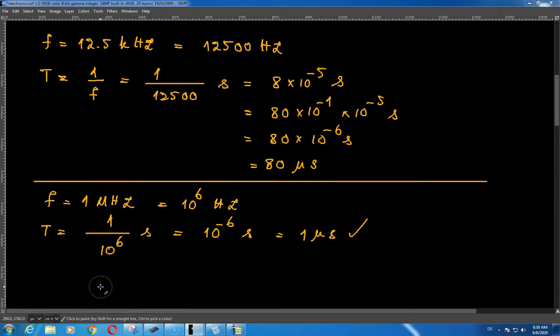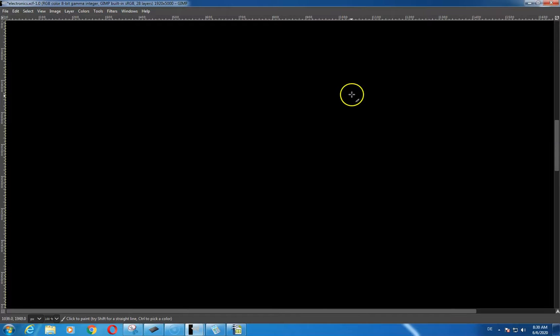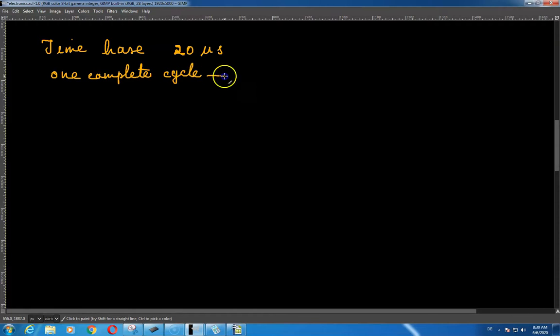Okay, so 3.3 horizontal distances, that would correspond to, as I mentioned, my time base is set to 20 microseconds, and I have one complete cycle. One complete cycle essentially occurs in 3.3 horizontal distances.